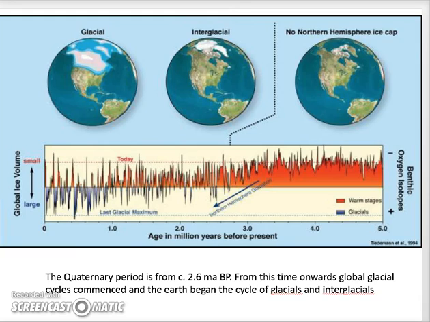It is marked by the presence of large ice sheets in the northern hemisphere, which expand when climate is cold, glacials, and retreat when climate warms, interglacials. We are currently in the Holocene interglacial, which began about 10,000 years ago.